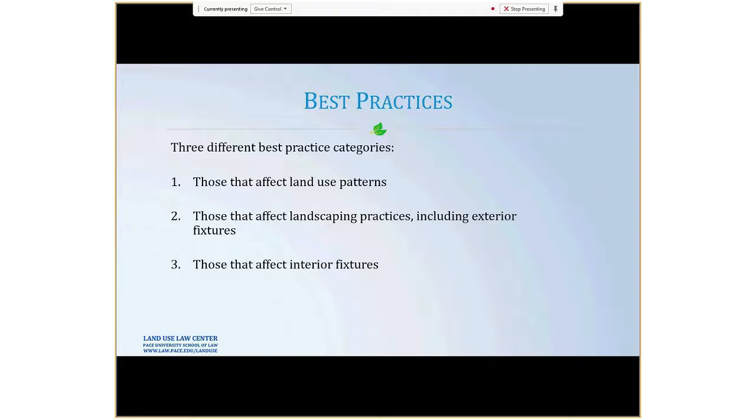So these three categories are important to take a look at and carry away from this presentation. There are best practice categories that, one, affect land use patterns, two, affect landscaping practices, including exterior fixtures, and then those that affect interior fixtures. And in the work that we did, although there's no definitive study on this, of the per capita savings that I mentioned earlier of 100 gallons per day per capita of less consumption, about 50% of that can be derived by changing land use patterns, and about 50% of it through changing landscape regulations and having water smart interior fixtures and that type of thing. Next slide.